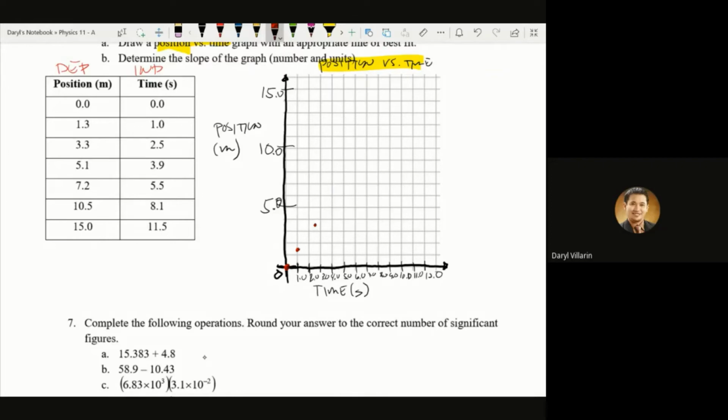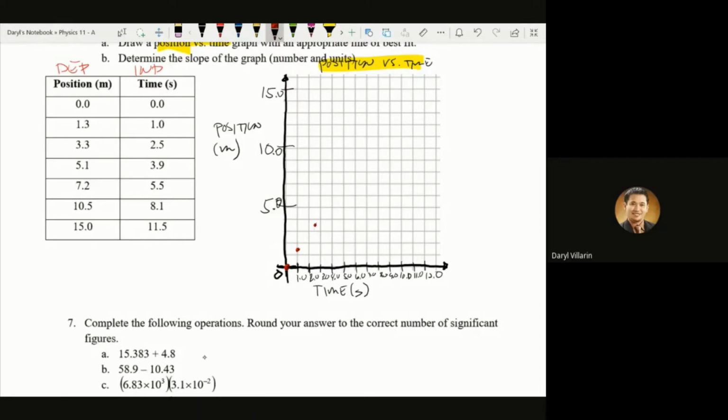Again, you don't have to place the exact value that is in your table here. Since 2.5 is between 2 and 3, you can just plot the value of your point in between 2 and 3. And then the value of position is 3.3. So just count 1, 2, 3. So it should be more than 3. So that would be around that particular area.